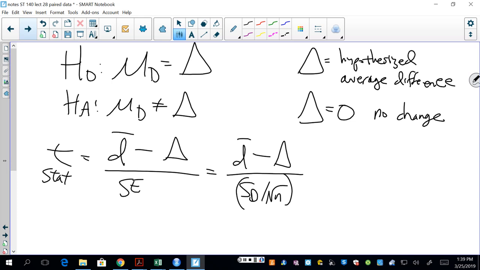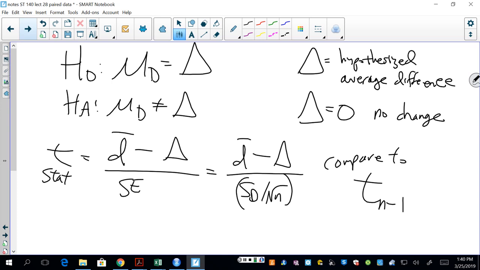If it's extreme, if it's a lot of standard errors away from that delta, then delta doesn't seem too reasonable. But if it's not too many standard errors away, relatively close, then we're not going to be too surprised and we're not going to reject it. We compare this to a t-distribution with n minus 1 degrees of freedom. And if it's very large, larger than, say, the 0.05 tail area, we're going to reject it.